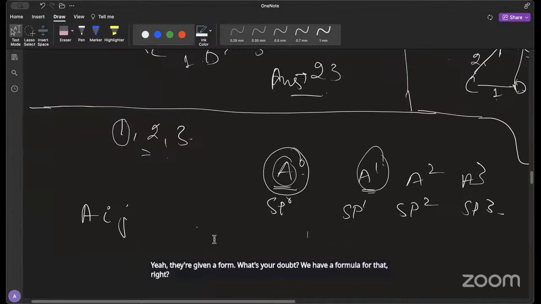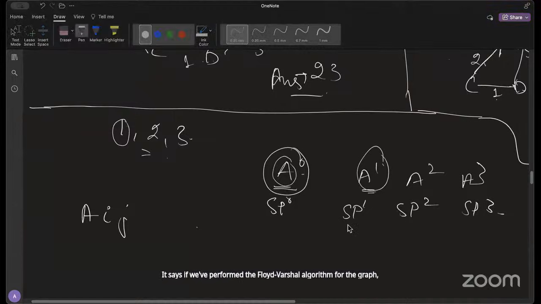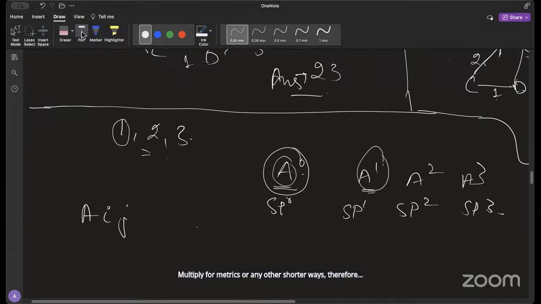Yes, madam. My doubt is like if you see that question number 3, it says if we perform the Floyd-Warshall algorithm for the graph, we have to find SP4, okay, A to the power 4. So my doubt is, should we keep on writing A, then find A2, and then again multiply A2 with A2 the way we multiply for matrix, or is any other shorter way there to check whether we can check the options?